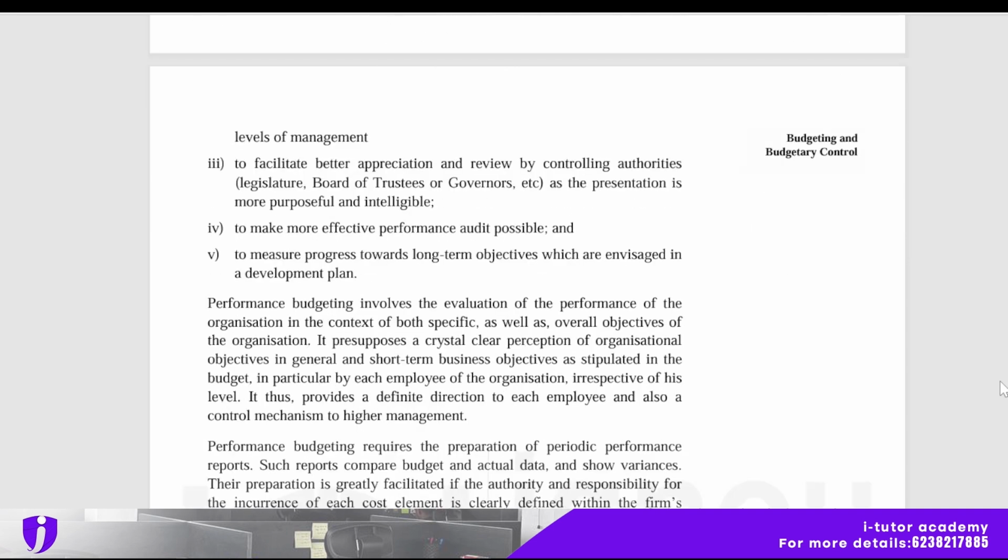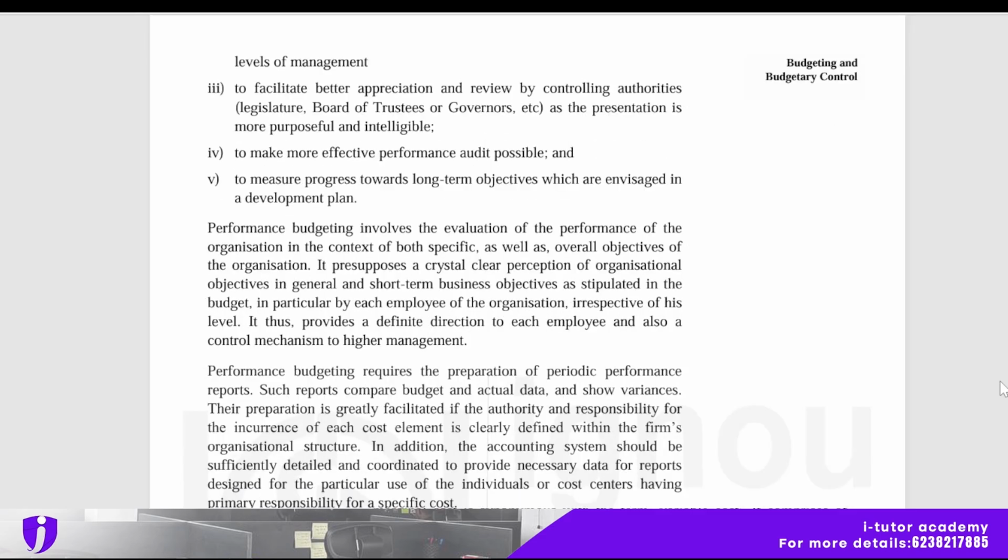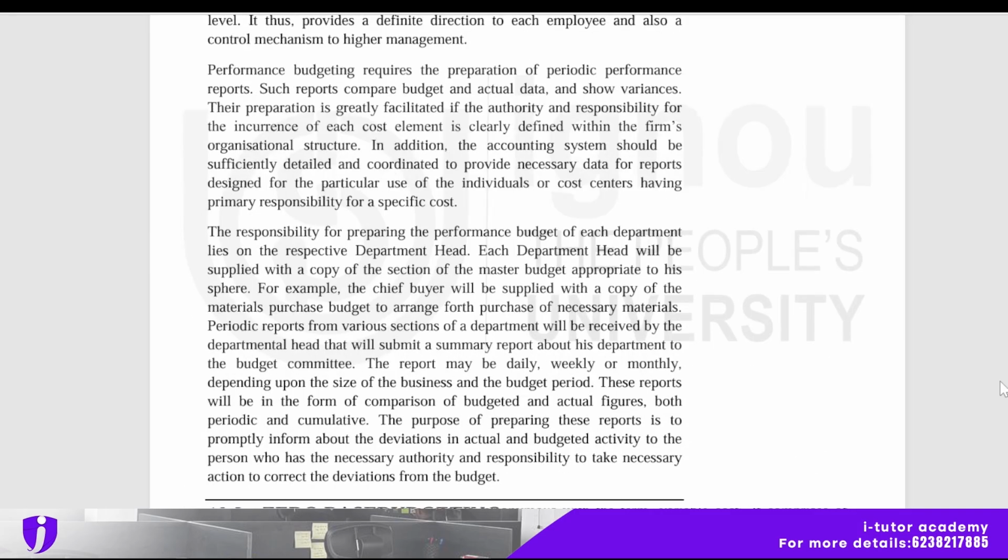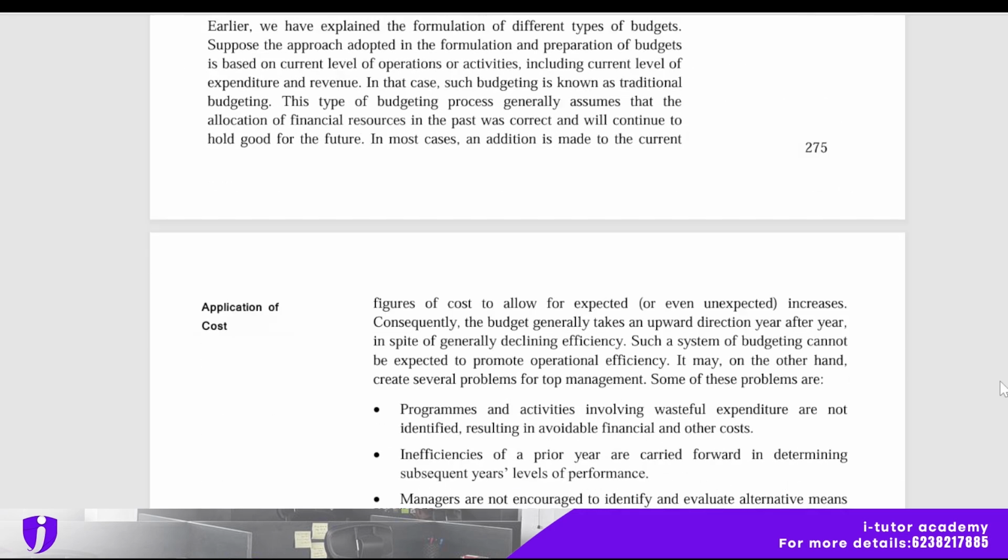To facilitate better appreciation and review by controlling authorities, that is legislature, board of trustees or governors, etc., as the presentation is more purposeful and intelligible. To make more effective performance audit possible and to measure progress towards long-term objectives which are envisaged in the development plan. And next is zero-based budgeting.